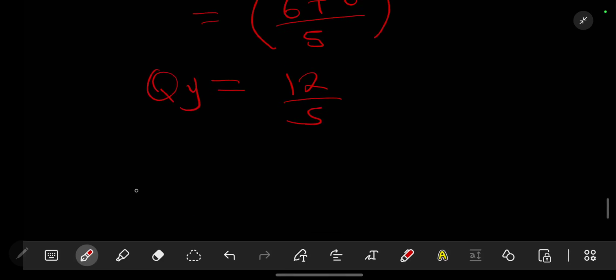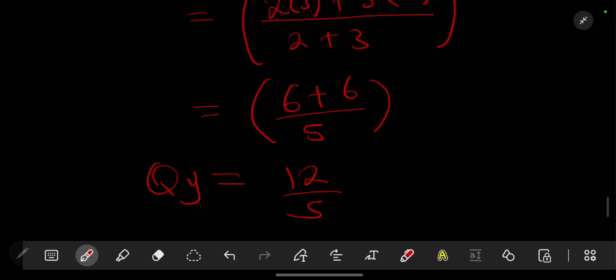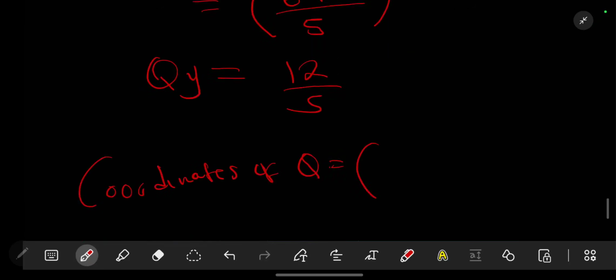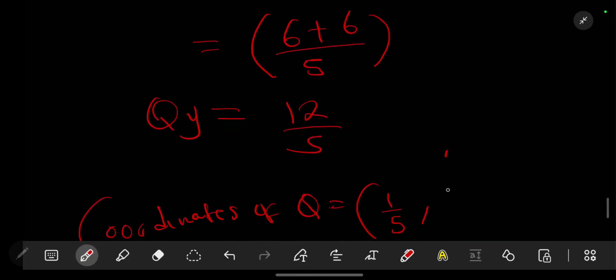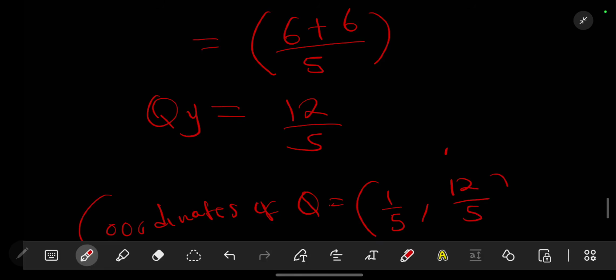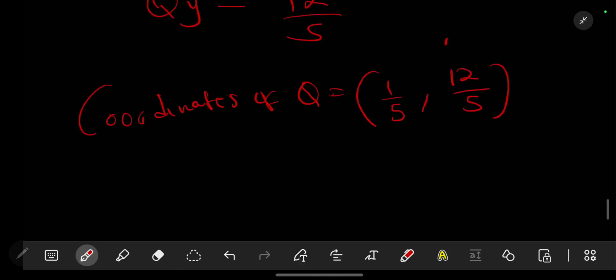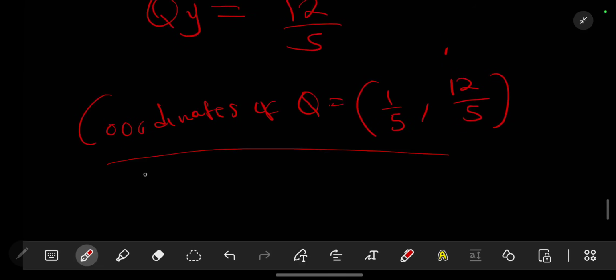So we can say that, therefore, the coordinates of Q are equal to 1 over 5, comma, 12 over 5, like that. So these are the coordinates of Q. So that's how we solve that one.